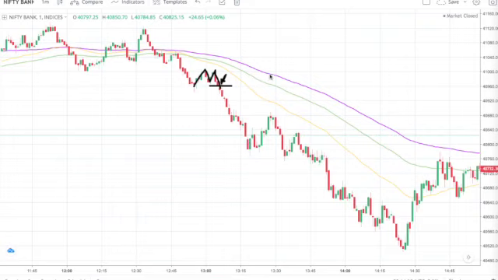First confirmation, it is below the moving averages. And second confirmation, there is a price pattern.